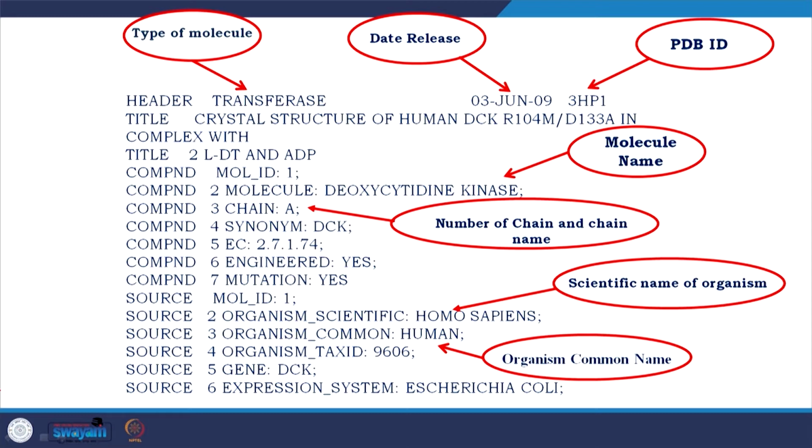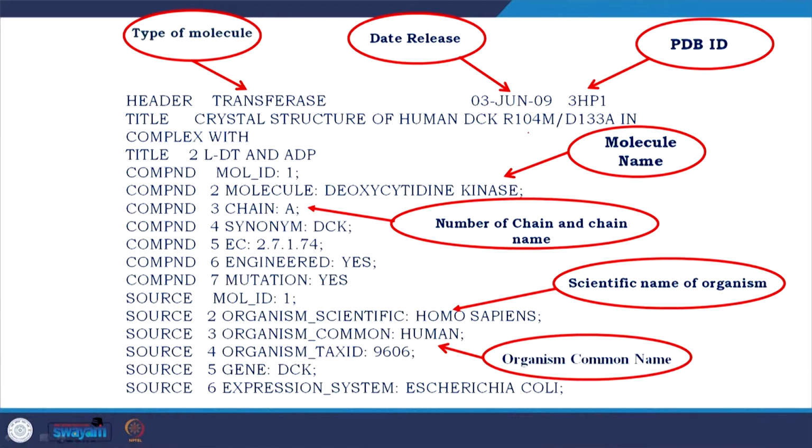One, there are columns which talk about what this is. The header talks about the enzyme. If you see the type of molecule here, it is a transferase. So, deoxycytidine kinase is a transferase. The date of release: you deposit the PDB information, they give you the validation report, but you could hold it for the publication to be accepted. So, finally, it was released on 3 Jan 09.